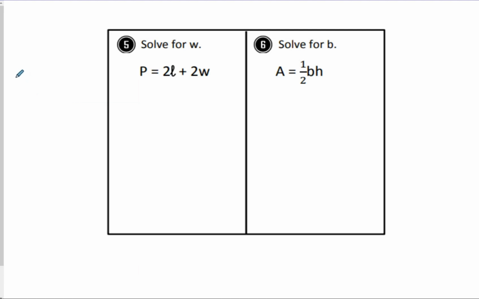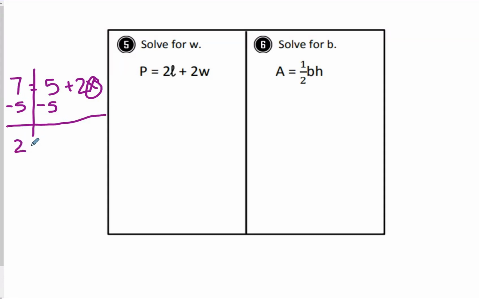We're going to go ahead and have a similar problem so we can compare our work. 7 equals 5 plus 2x. So in this problem, if I was told to solve for x, what would be my first step? I would subtract 5 from both sides. Now we can simplify 7 minus 5 into 2 equals 2x.